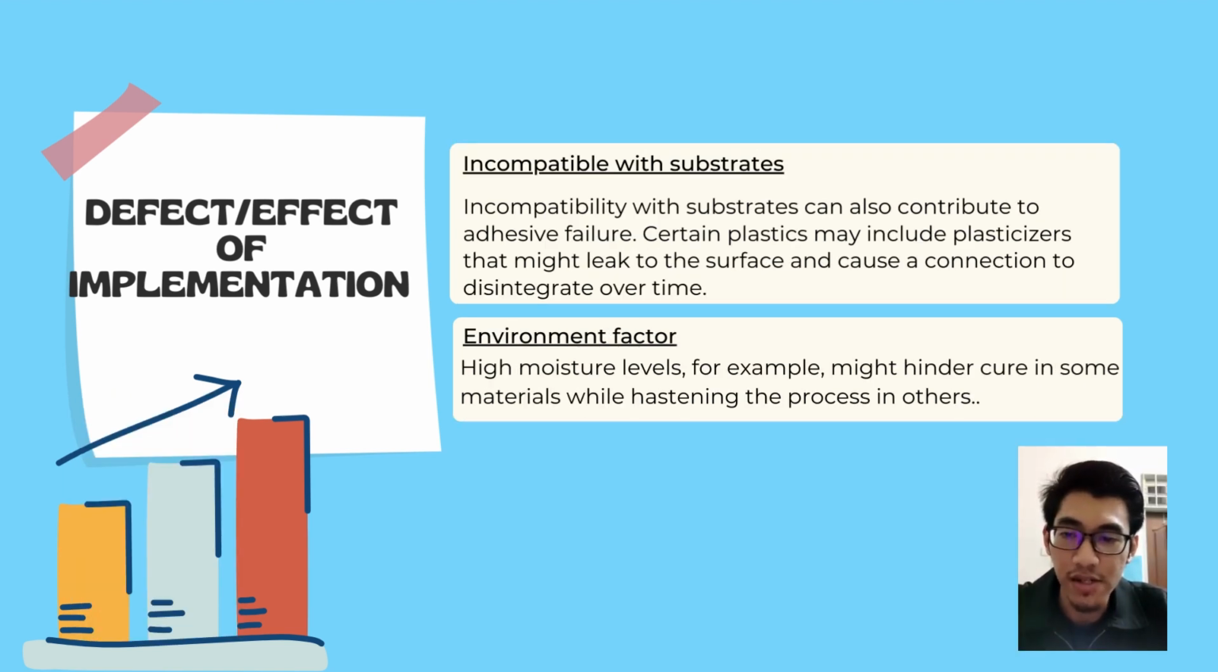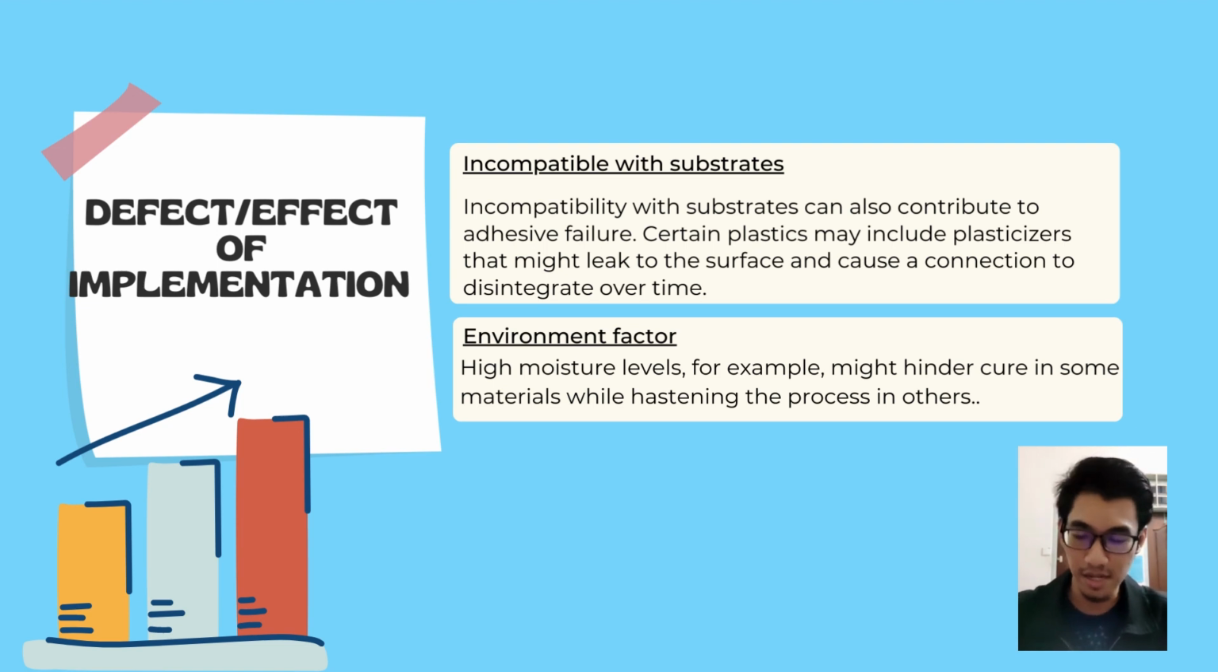Incompatibility with substrates can also contribute to adhesive failure. Certain plastics may include plasticizer that might leak to the surface and cause a connection to disintegrate over time. The seepage may vary from lot to lot, causing certain portions to never fail while others lose adhesion. Some substrates can really interfere with an adhesive curing process. This is normally addressed when choosing the glue, although it can occur at any moment.